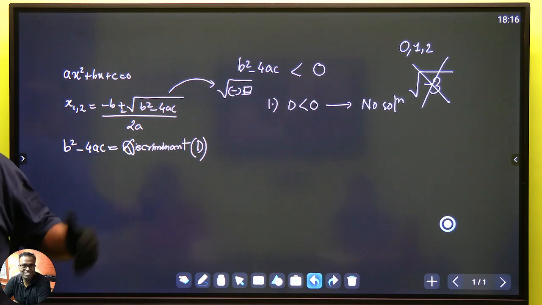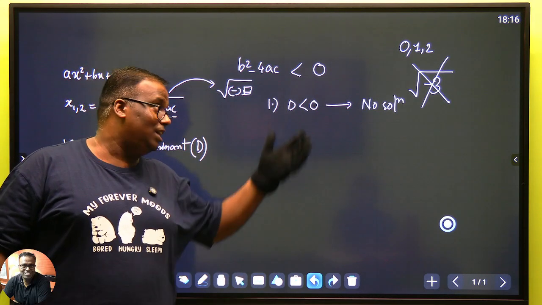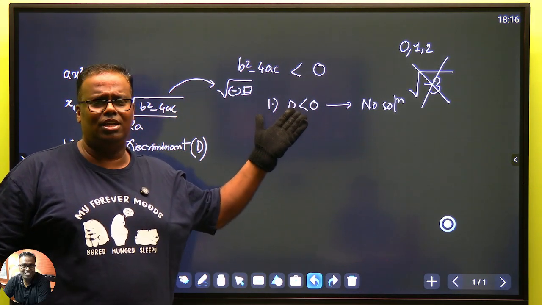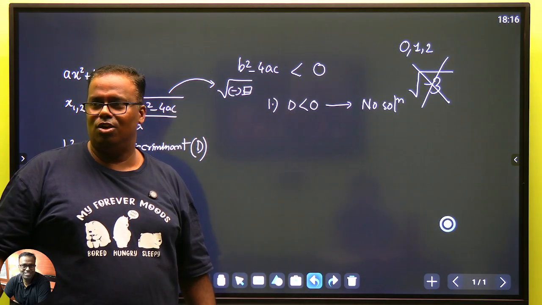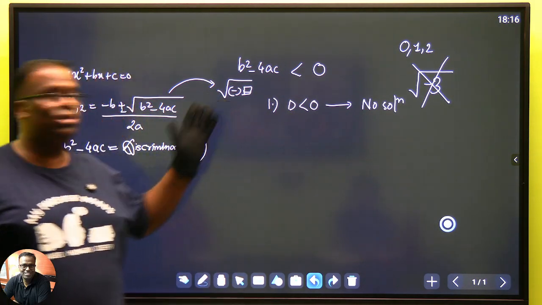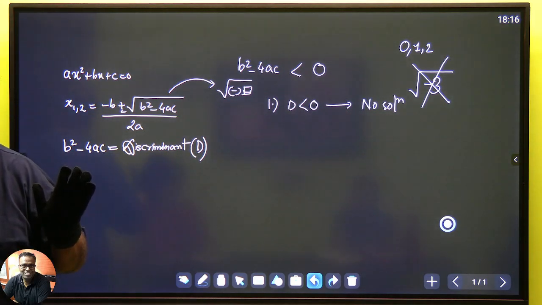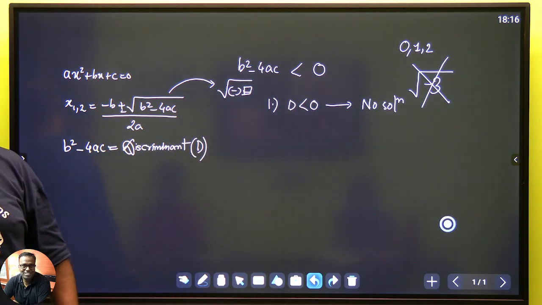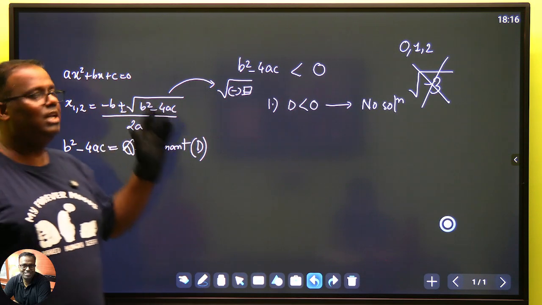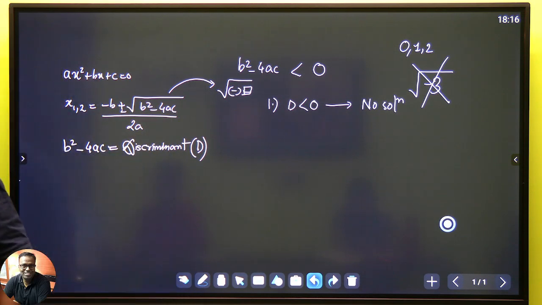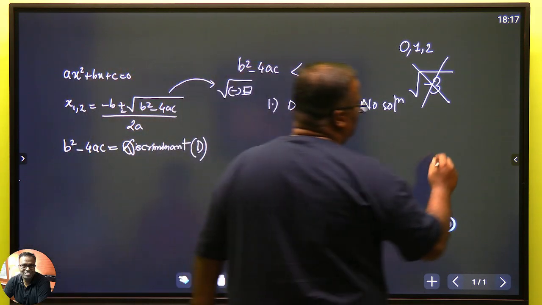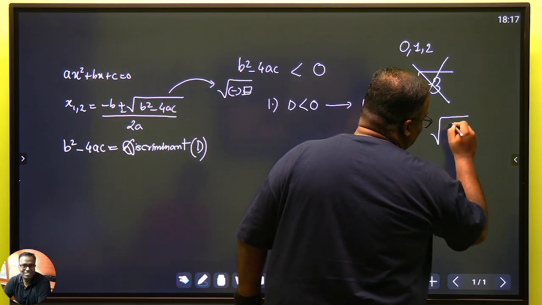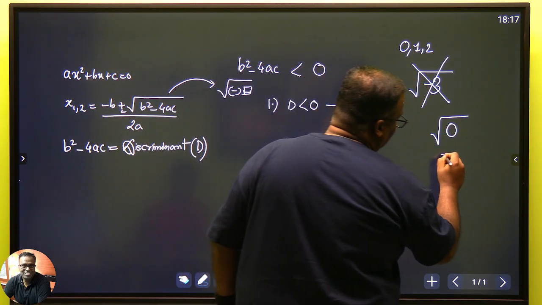Sometimes when you get a quadratic equation, CBSE mein bahut karate hain, check whether the quadratic equation has solution or no solution. If b square minus 4ac is negative, it will have no solution, because aapko root ke andar negative aa jayega. You cannot solve it. Clear? Okay. Tell me children, if you get something like this, root under 0, can we not write this as 0?